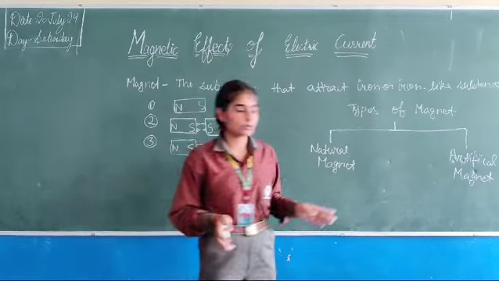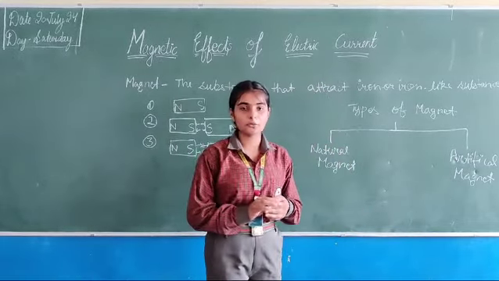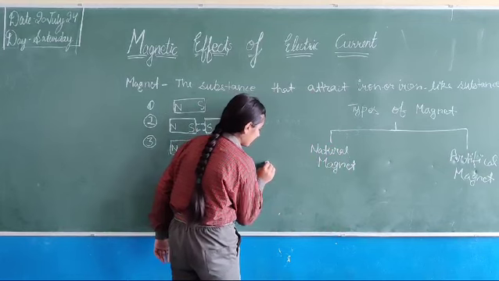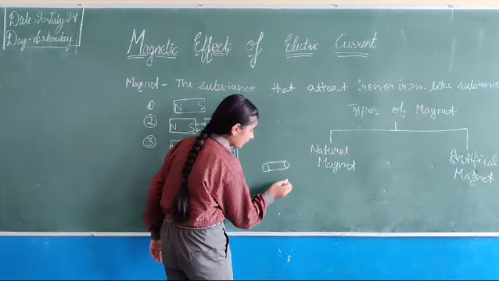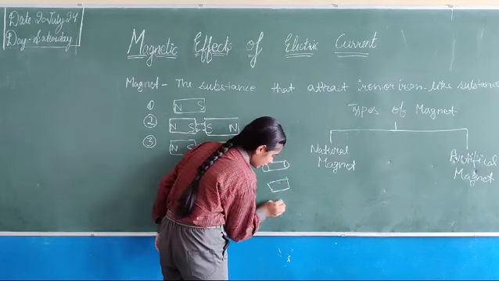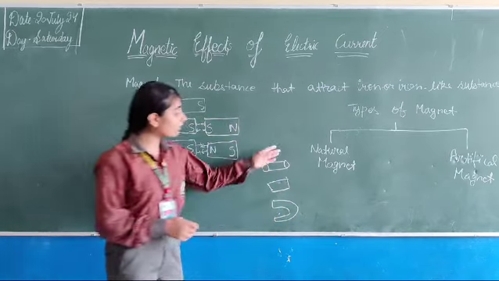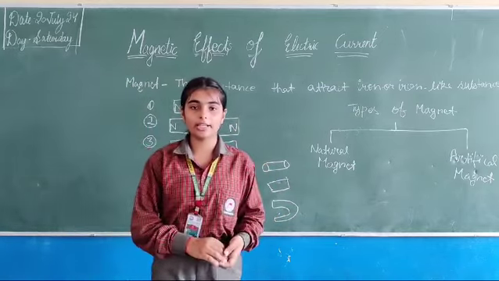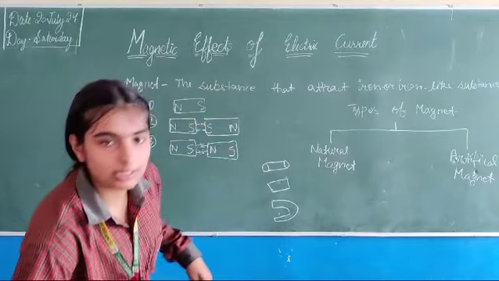There are many shapes of artificial magnet. I am repeating again that there are three shapes of artificial magnet: the first one is the cylindrical magnet, the second one is the bar magnet, and the third one is the horseshoe magnet. So in our definition of natural magnet, a word comes, magnetism. What does it mean? Let's discuss magnetism.